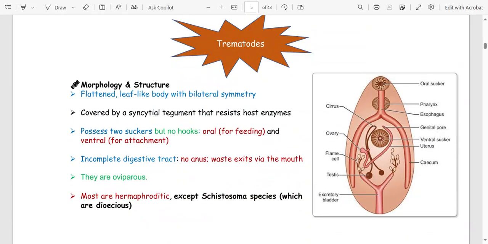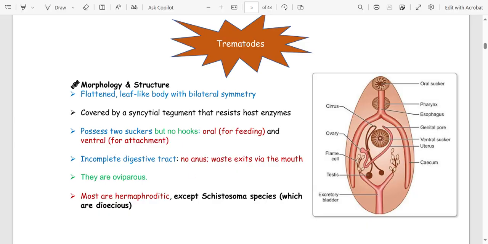Now the trematodes, where you find these liver flukes, are leaf-like. That's how they look, and they have a head that possesses two suckers, but they don't have hooks, because the cestodes have both suckers and hooks. These ones have two suckers but no hooks. One is the oral sucker for feeding. The other is the ventral sucker for attachment.